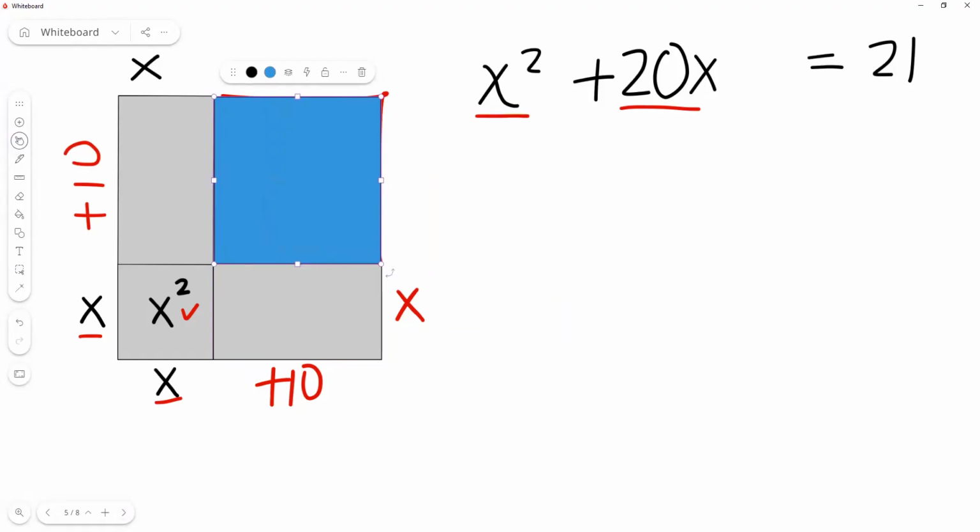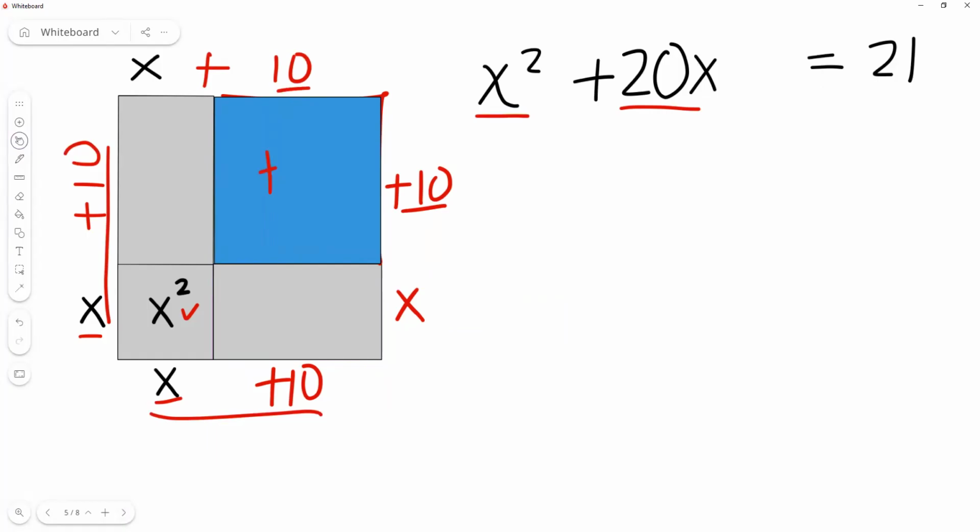Now, this side is x plus 10. This side is also x plus 10. That means this side has to be x plus 10, which means this side also has to be x plus 10. Now, the area of the blue part, of the blue square, is just going to be 10 times 10.